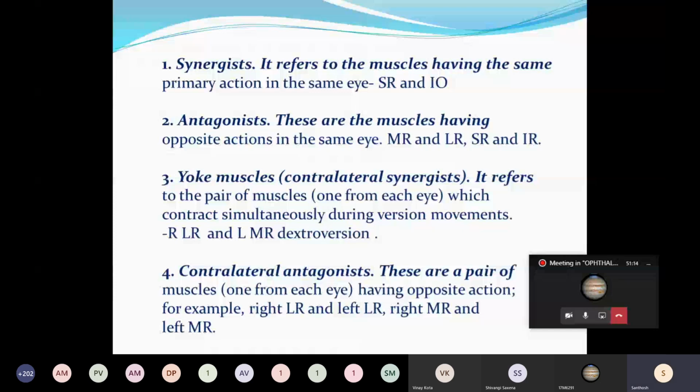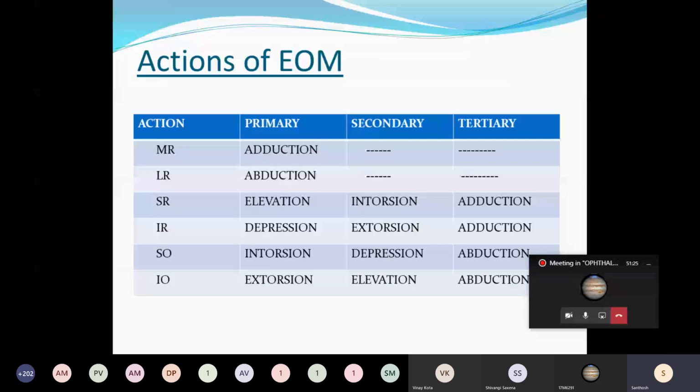You have to remember this chart whether you like it or not, because these are the primary YOC questions and most of the times it can be asked as a short note. So remembering the contents of this particular chart is very, very important. You must remember that the medial rectus and the lateral rectus have got only primary action, and many a times you will be asked in the YOC what are the secondary and tertiary actions of medial rectus and lateral rectus. Just to mislead you, you must remember that they don't have any secondary or tertiary actions at all.